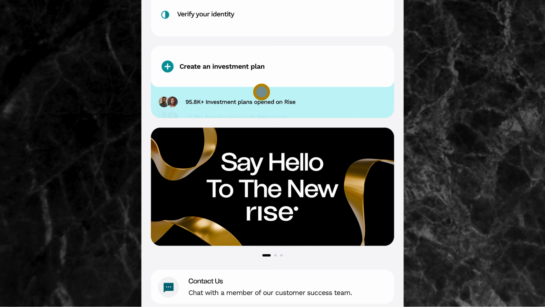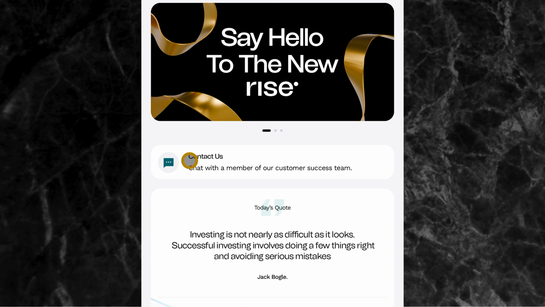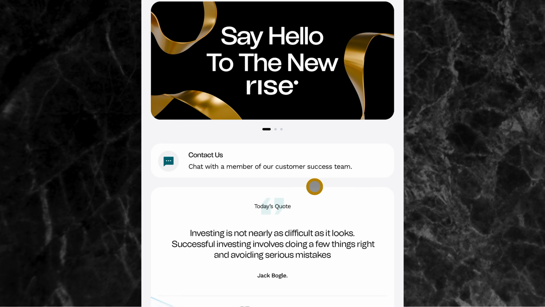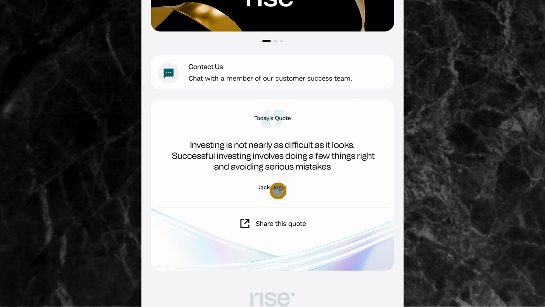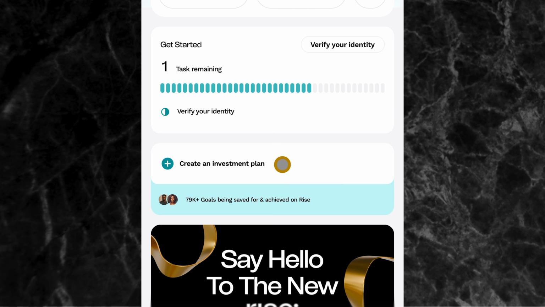So after this section, you see where it says say hello to the new Rise, and then if you come down, you see where you can contact them. So if you want to contact their customer support, this is it right here. You see contact us, chat with a member of our customer success team. And after that, you always see a quote that they drop every single day. So they have like a financial quote right here that can maybe give you advice or tips. You see it right here. So if you want to share the quote, this is it. So that's everything about the home page of the app.